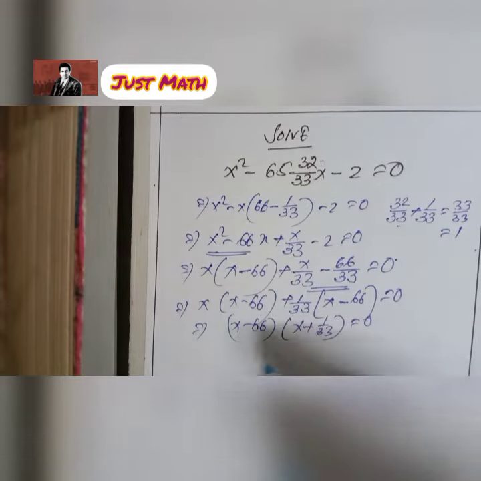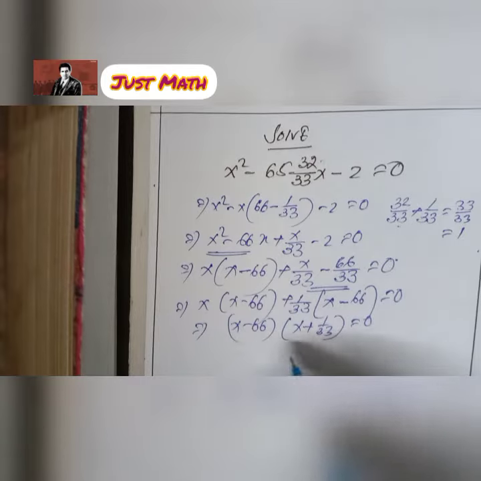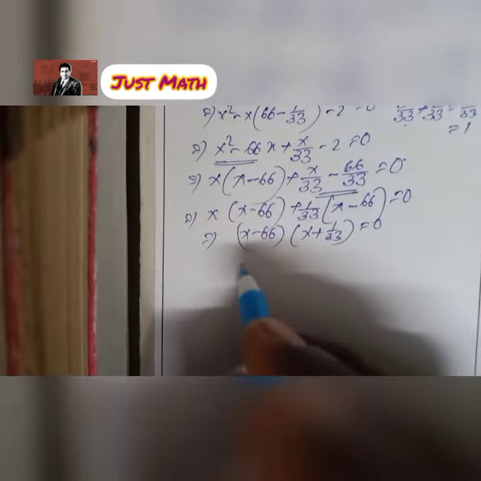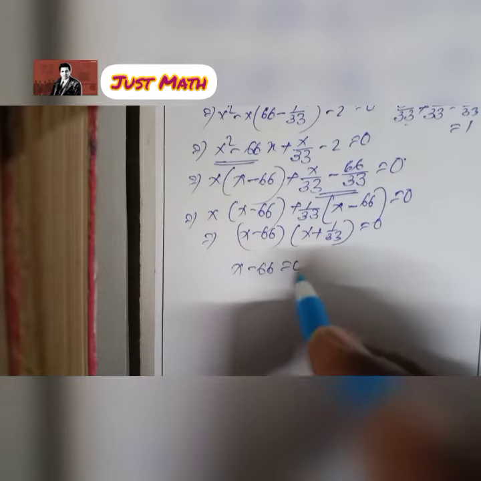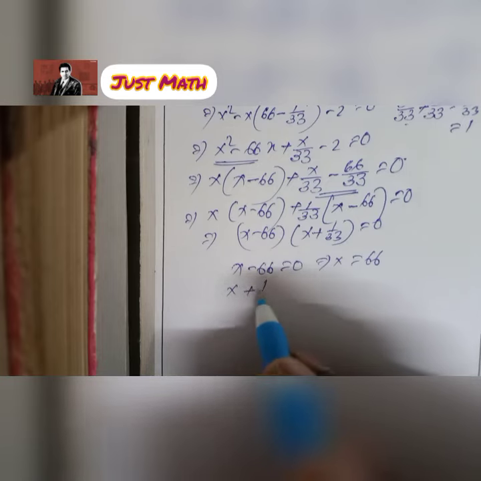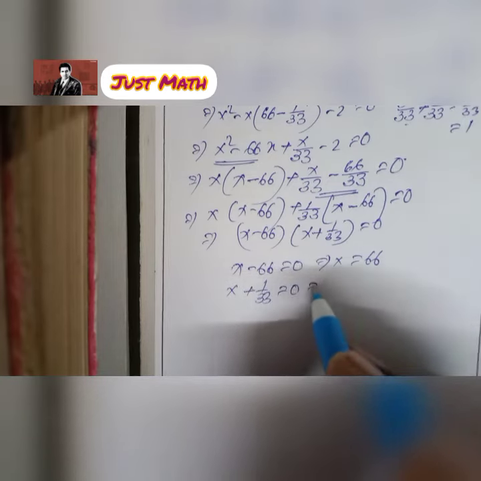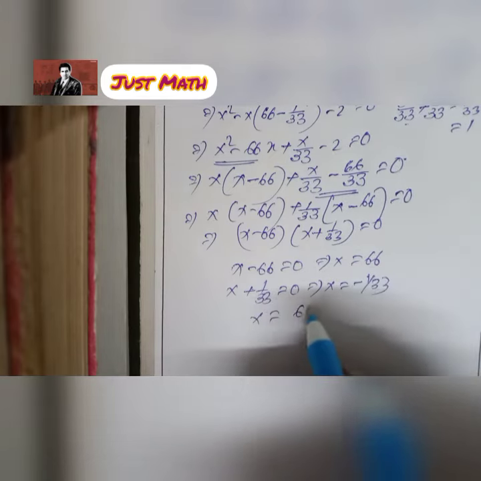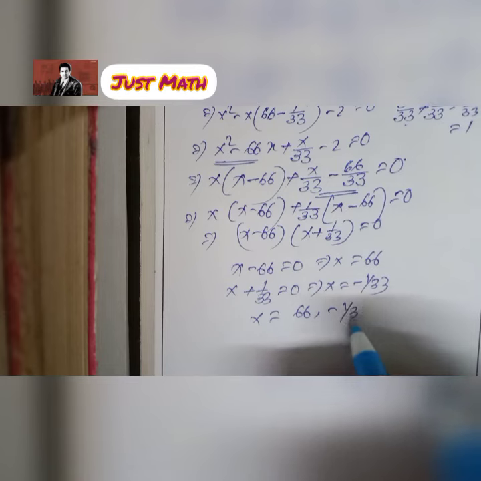So, two factors are x minus 66 and x plus 1 by 33. Now, either x minus 66 equals to 0, or x equal to 66, or x plus 1 by 33 equals to 0, or x equals to minus 1 by 33. So, two roots are 66 and minus 1 by 33.